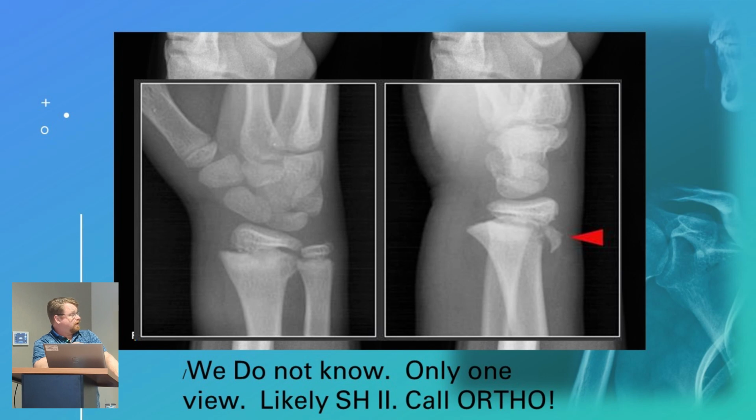All right, on this one, there's an AP and lateral, so we can tell this is a Salter Harris 2. But still don't mess with it. If it has a physis that's open, you don't want to take that on.